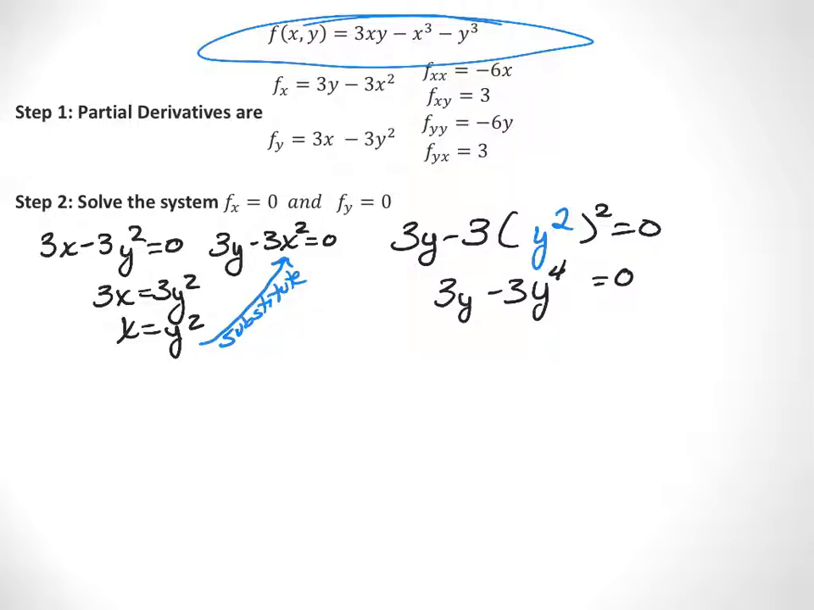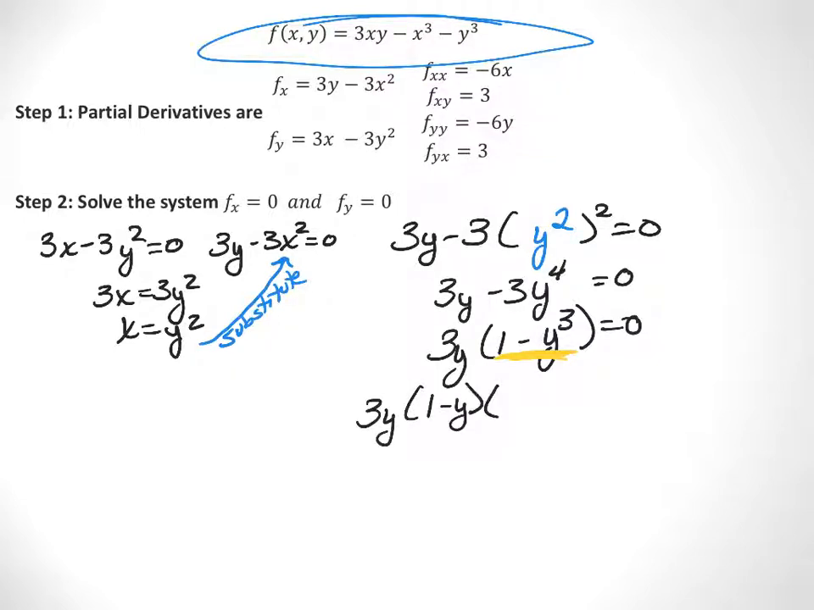We're trying to solve this equation. We're going to factor out a GCF, which is 3y, times 1 minus y cubed. Now we have the difference of two cubes over here. And the difference of two cubes, we have a formula for that from algebra. And so we have 1 minus y times 1 plus y plus y squared. That's by the difference of two cubes.